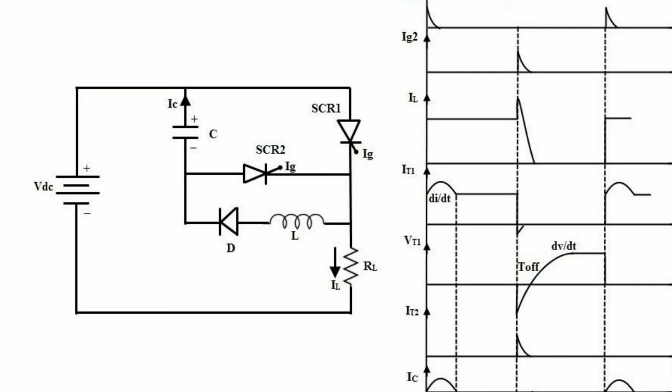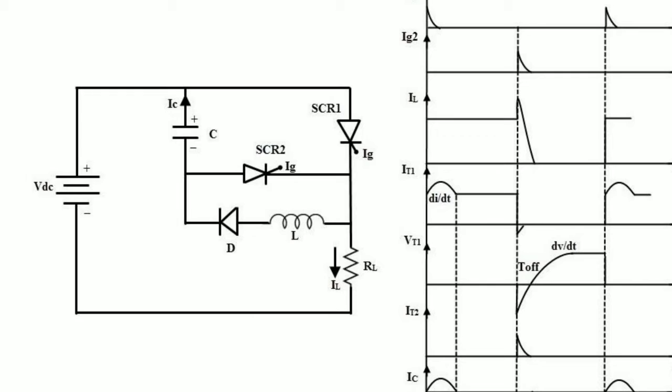At that time we will trigger SCR1, that is the main SCR. The current path will be the DC source through SCR1 through the load resistance, and the second current path will be through capacitor, SCR1, inductor L and diode D. Due to this, the capacitor will start charging, but the polarity will be positive at the lower plate and negative at the upper plate. Due to this positive polarity, SCR2 will be triggered.